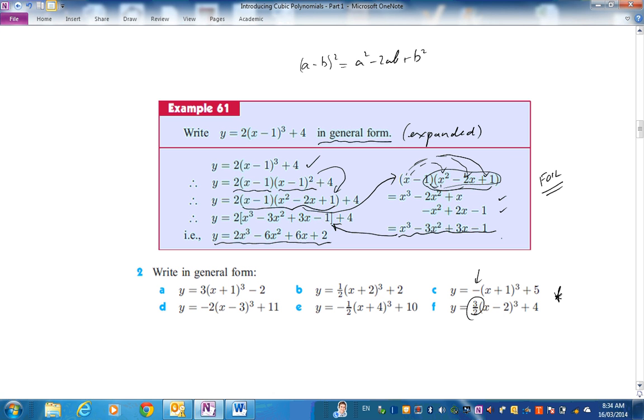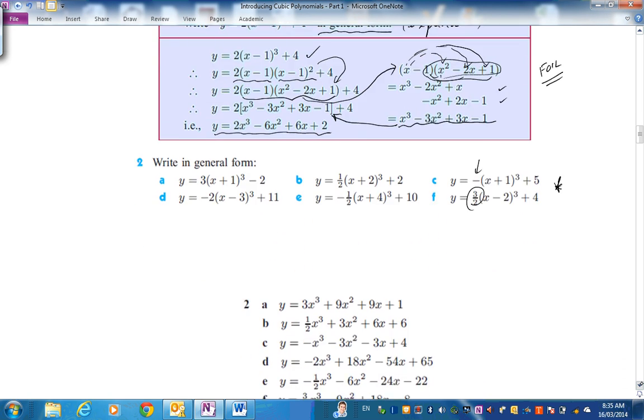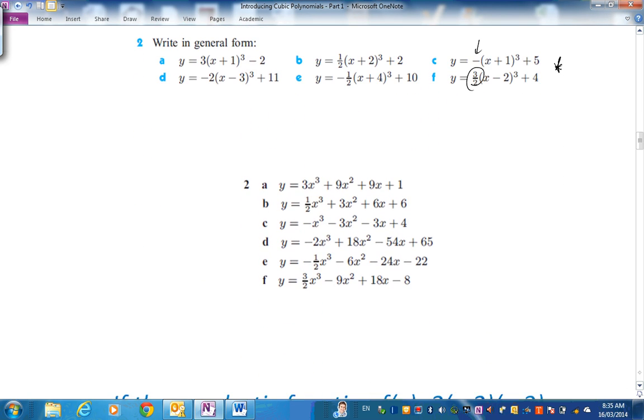Alright, have a go, see what you think. I'll show you the answers now. Okay, here are all the expansions. See if you get a few of those right. It's very important to do that expansion carefully and to watch the signs, as I said before.